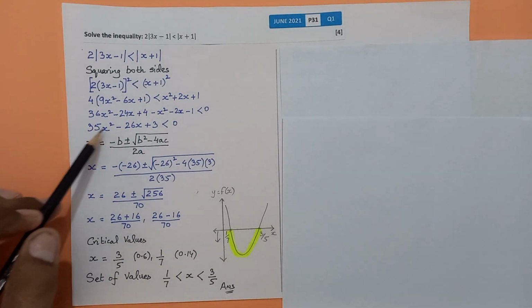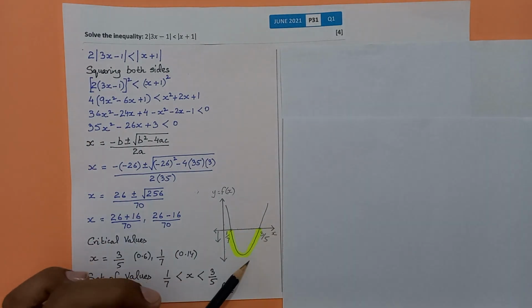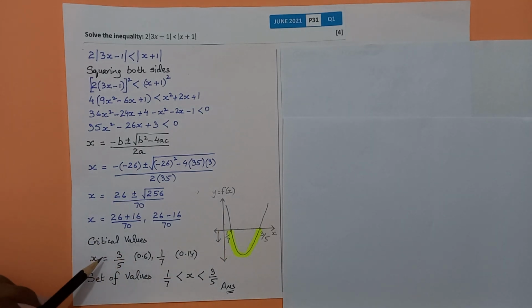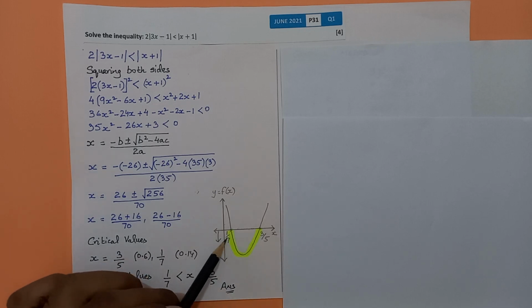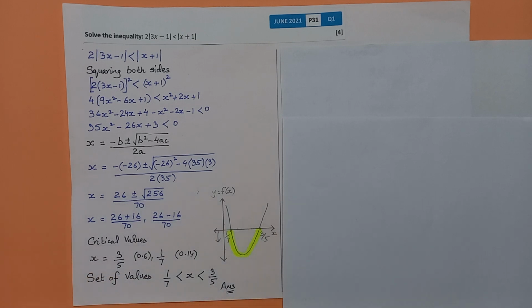The coefficient of x square is positive 35. That means the graph would be U-shaped. And the two critical values, or in other words the x-intercepts, are 3 upon 5 and 1 upon 7. 1 upon 7 is 0.14, 3 upon 5 is 0.6, and definitely 0.14 is less than 0.6. That means 1 upon 7 is less than 3 upon 5. So 1 upon 7 over here, 3 upon 5 over here.